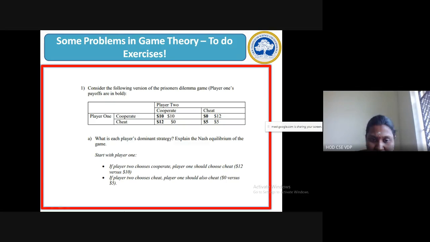But why is it given as: player 2 chooses cooperate, player 1 should choose cheat? Player 2 cooperate, player 1 cheat: 12 versus 10. Player 2 chooses cheat, player 1 should also cheat: 0 versus 5. They're starting with this. That's okay. Anyway, we are also checking like that only.